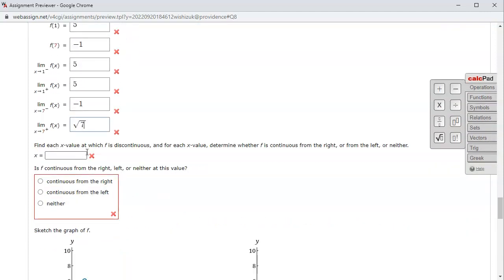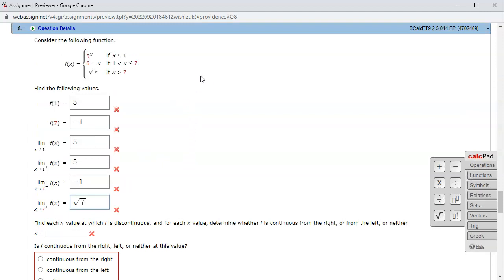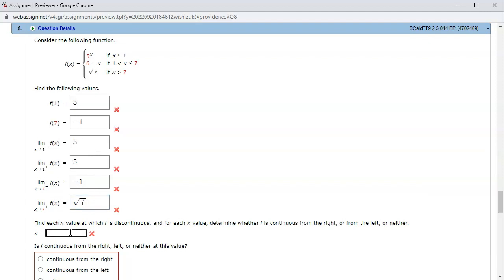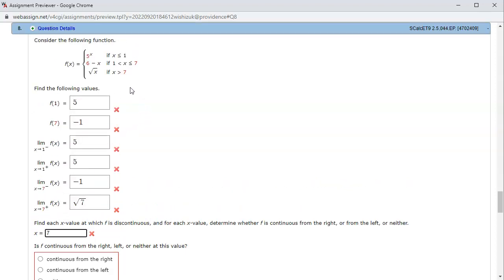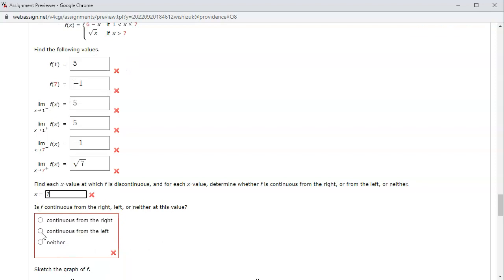Now, find each x value at which f is discontinuous. Let's look at discontinuity. At 1, everything gives you 5, so the limit agrees with the actual function value, so it's continuous at 1. But at 7, you can see that the limit doesn't even exist, so the discontinuity is going to be at 7. Then, is f continuous from the right or left at this value? Equality is included at 7 in the middle one, so it's going to be continuous from the left, and not from the right.